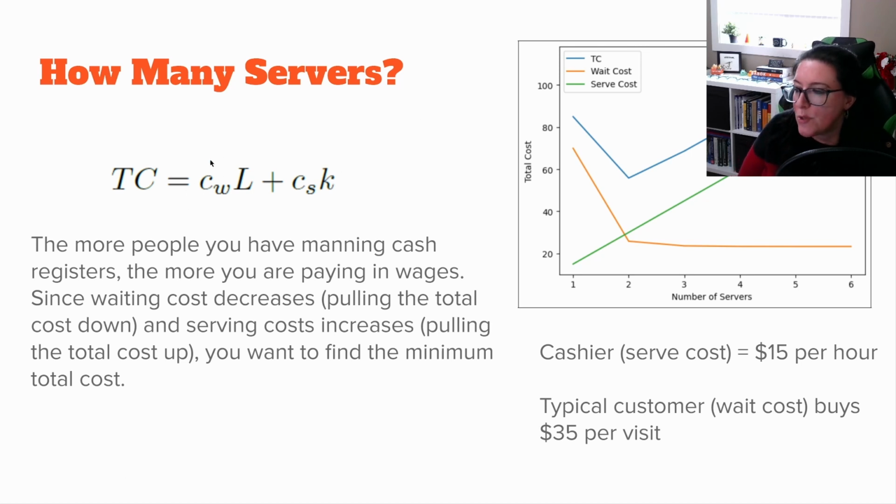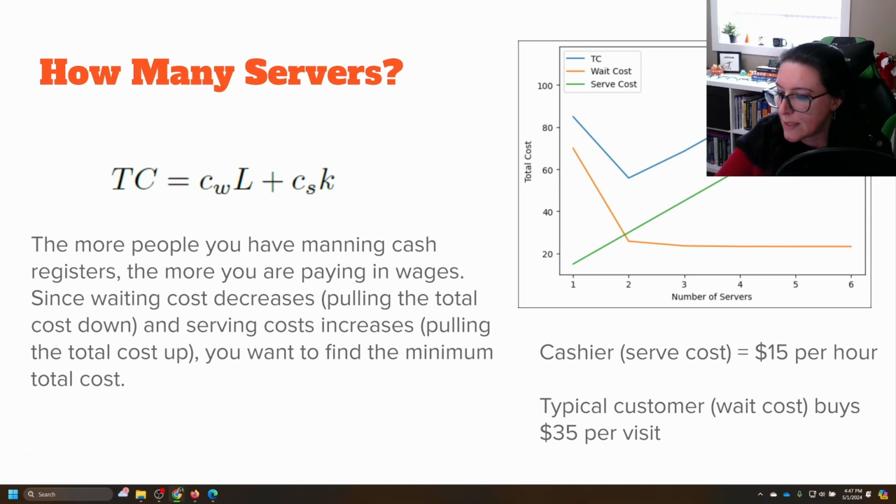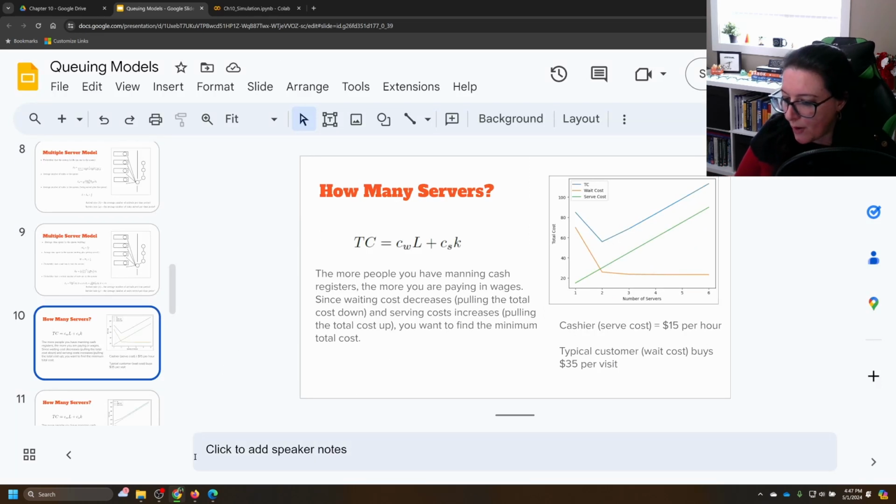So when we look at these two costs, the waiting cost and the server cost, we want to find the point at which the total is at the minimum. So we want to look at that trade-off between the wait being too long and costing us customers, and paying for servers that are not being used. So let's look at how we would do this in Python.